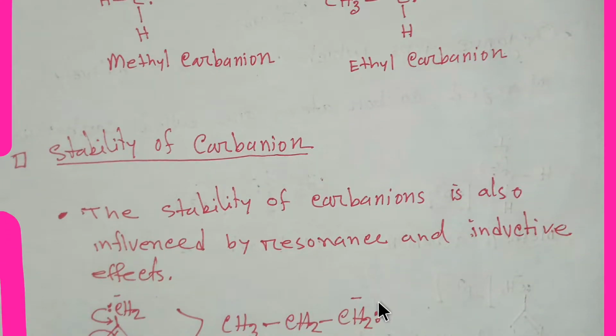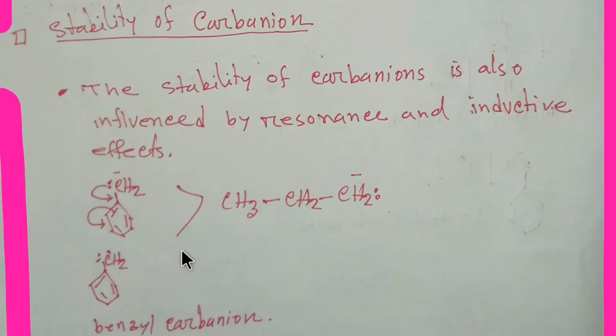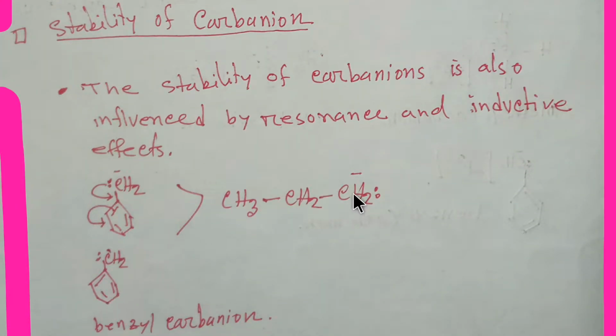Well, stability of carbon ion. This is benzyl carbon ion, right? And this is propyl carbon ion. In benzyl carbon ion, you will get more resonance structures, right? But in case of propyl carbon ion, you will not get any resonance structure. That is, the stability of benzyl carbon ion is much more than propyl carbon ion. The stability of carbon ions is also influenced by resonance and inductive effect. So, the stability of benzyl carbon ion and propyl carbon ion can be explained by resonance, right?